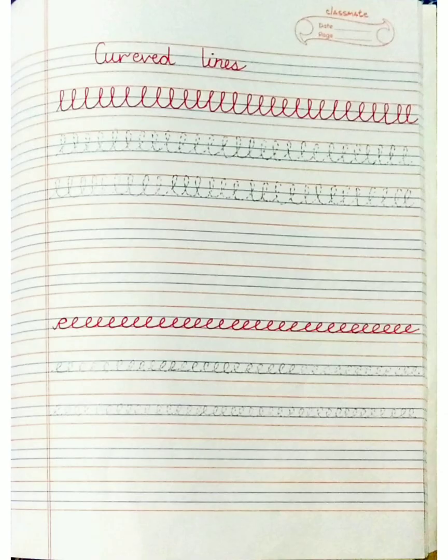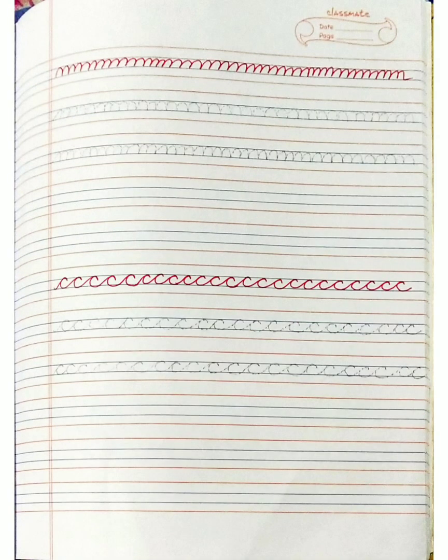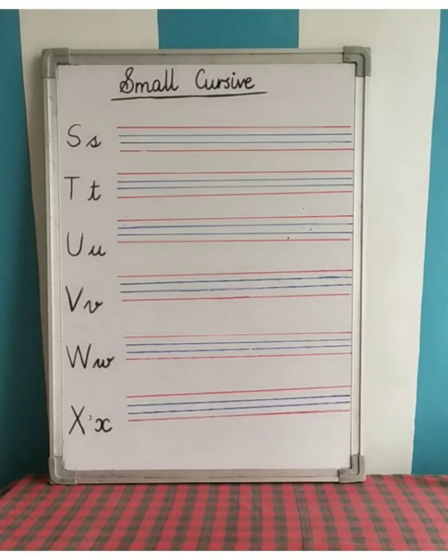So today we are going to learn how to write the letters S, T, U, V, W and X. These letters are based on the curved lines which you have already practiced in your classwork copies. So let us begin. Here you can see that I have written all the letters to be taught today.